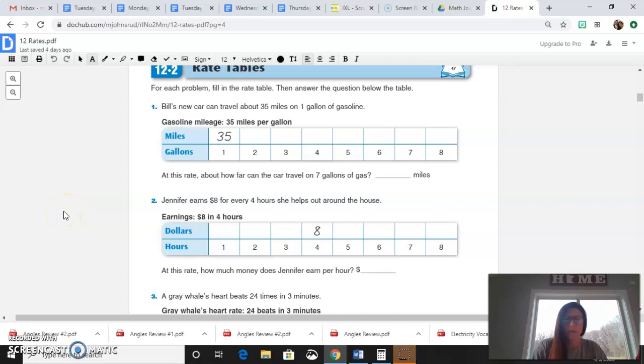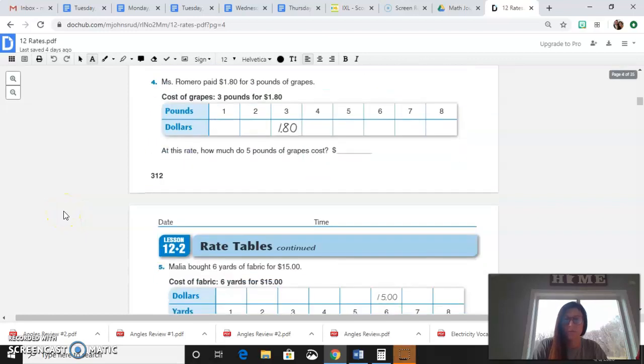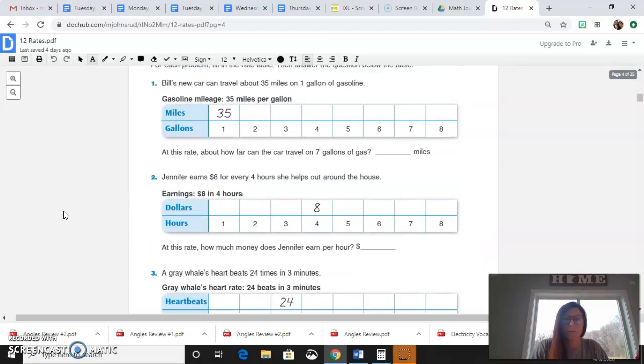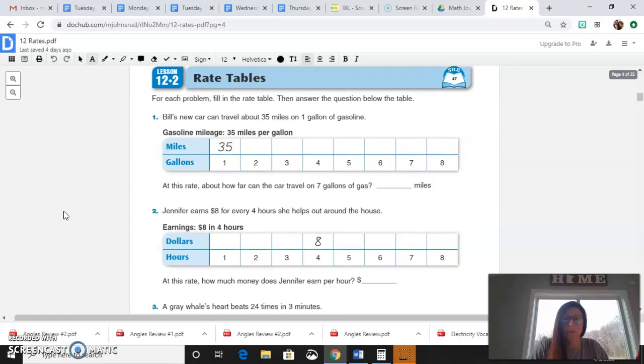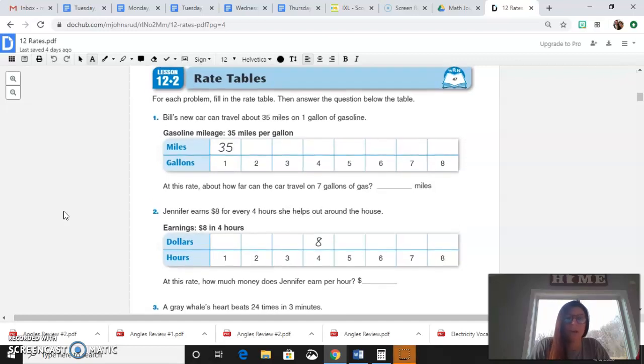Hi guys, so today for math I want you to turn to page 312 in your math journal, 312, and we are going to be working on rates. When you think of the word rate, I want you to think of per something. It says for each problem fill in the rate table, then answer the question below the table. For number one it says Bill's new car can travel about 35 miles on 1 gallon of gasoline. So what that means is 35 miles per gallon.